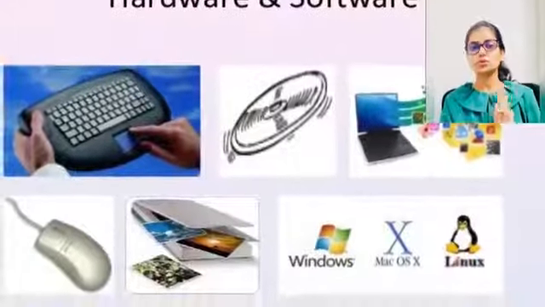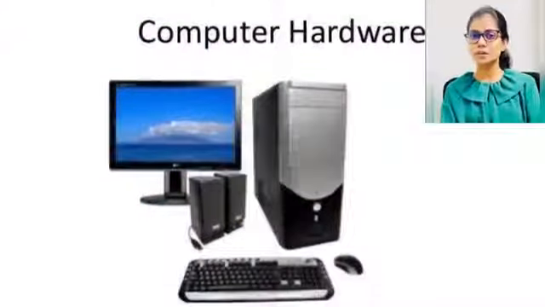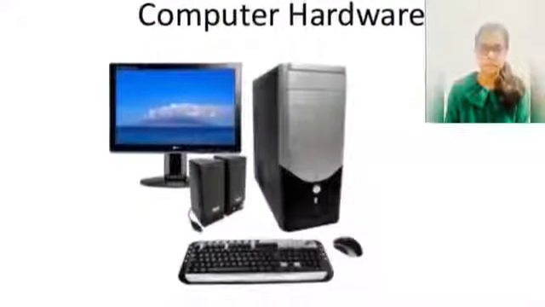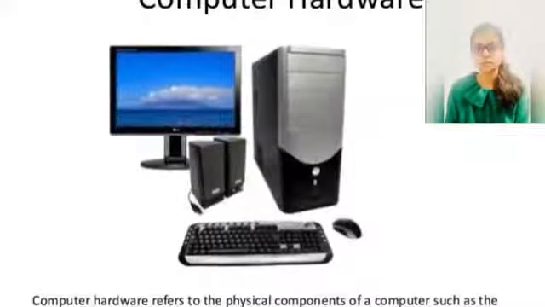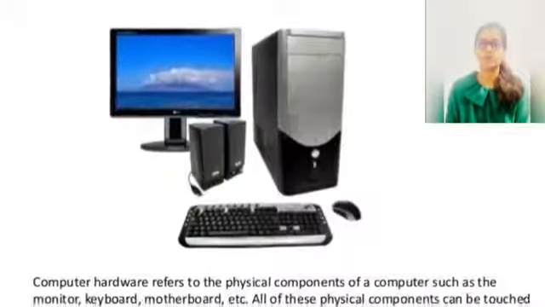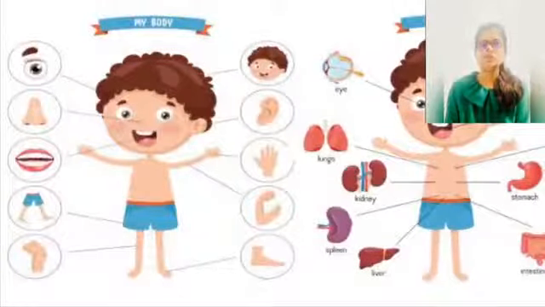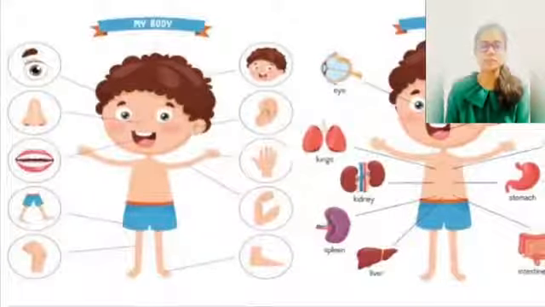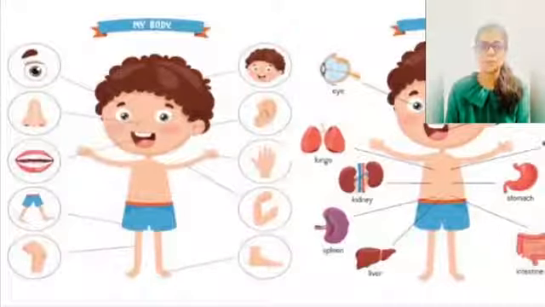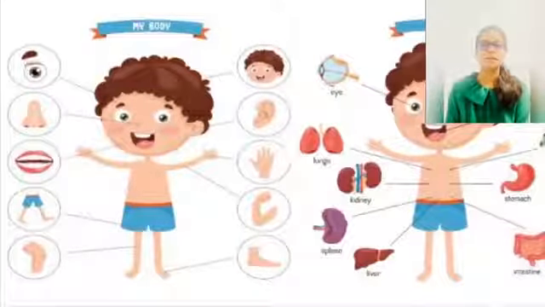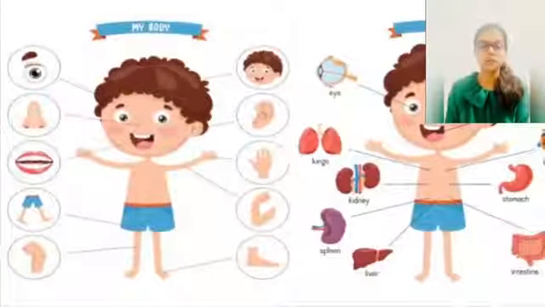So, firstly we talk about hardware. What is hardware? The physical parts that you can touch or see is called hardware. Let's take one real life example. The human body consists of outer body parts that are visible to you. But some parts like lungs, heart that cannot be seen.